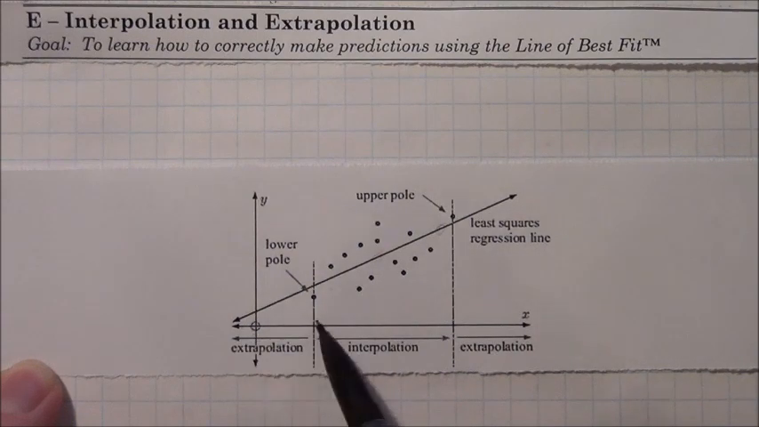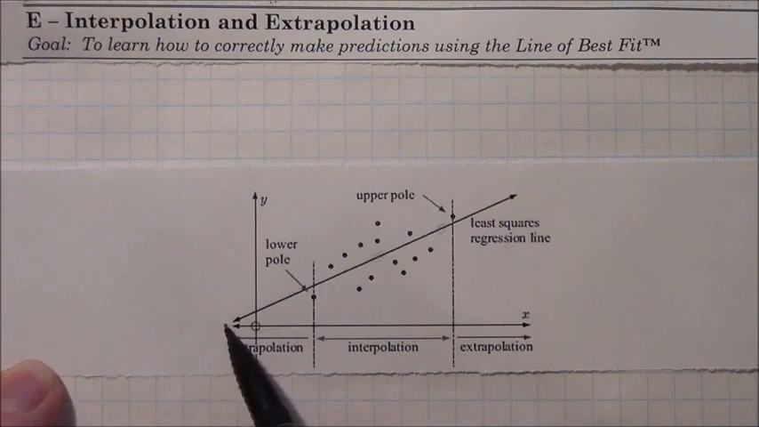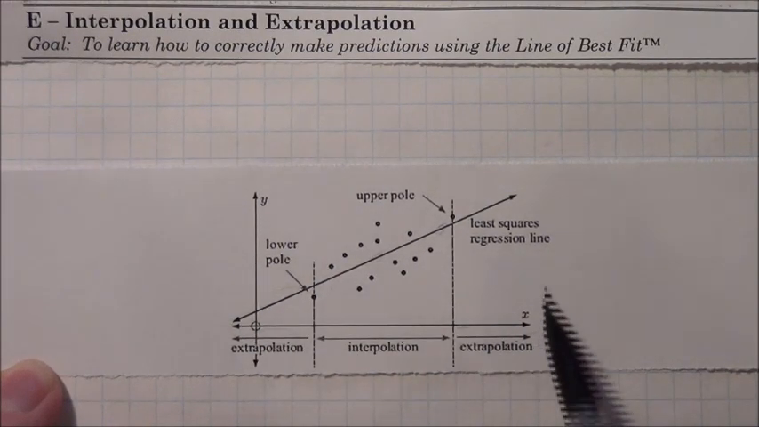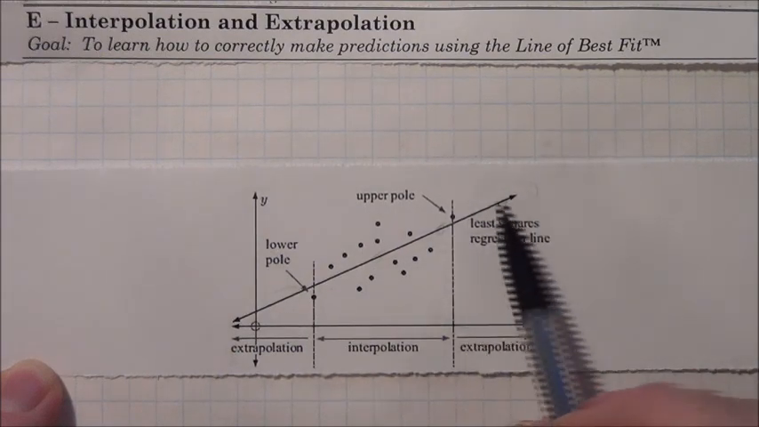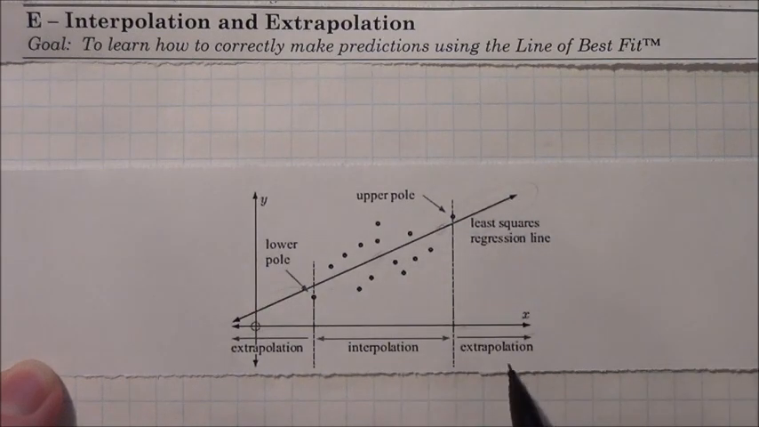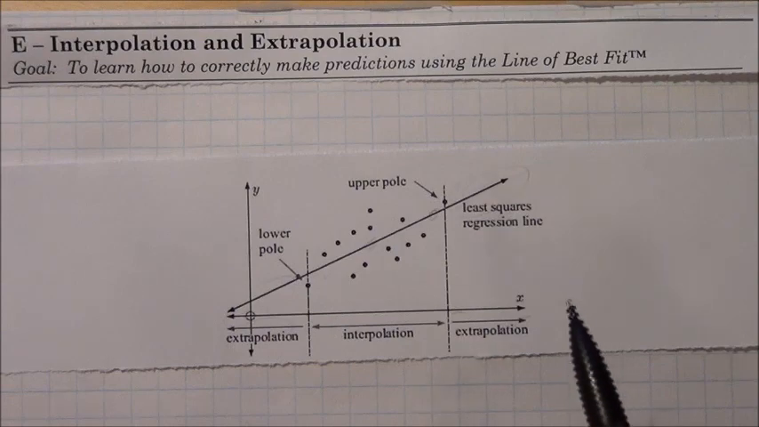If it's out here in the lower end, that's extrapolating. We're using extrapolation because it's beyond the scope of the data in the low end. Or up above here, we'd be extrapolating to find data values that are above the upper pole on the high end.